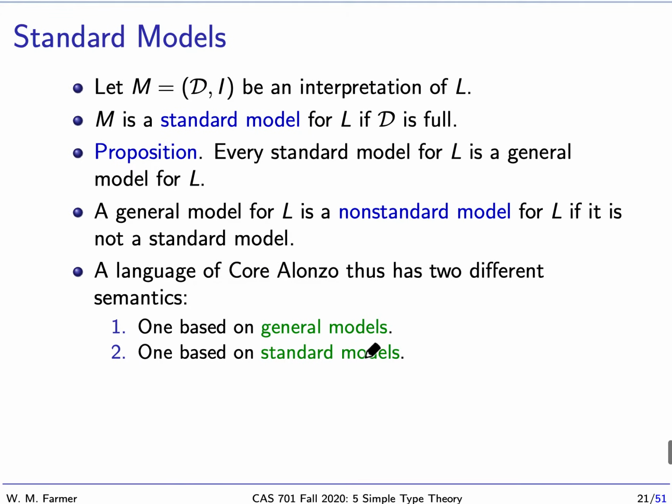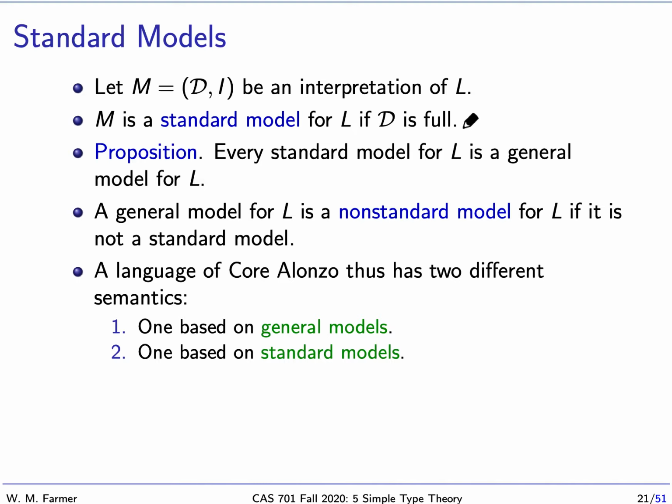Now let's talk about standard models. If M is an interpretation of L, we'll say M is a standard model for L if D is full. And it turns out every standard model for L is a general model for L. Now, D being full just means that all the function domains include all possible functions.